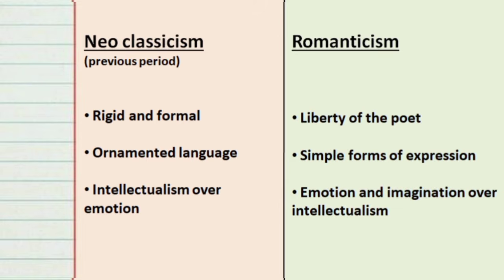As a complete contrast to this, Wordsworth and Coleridge brought Romanticism. Here, the poet could decide what kind of rules he had to apply in his poems. The poet had the liberty to do that. Also, he used simple forms of expression and emotion was given more importance than intellect. Now, when poems were written with such simplicity, even the common people could understand the meaning behind a poem. Now you know the difference between neoclassicism and romanticism.